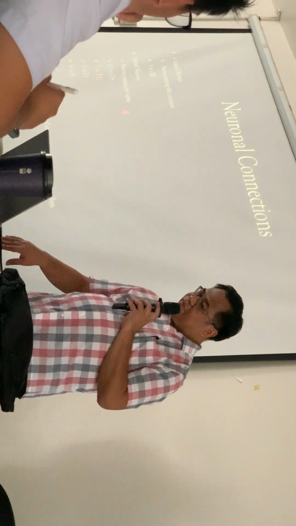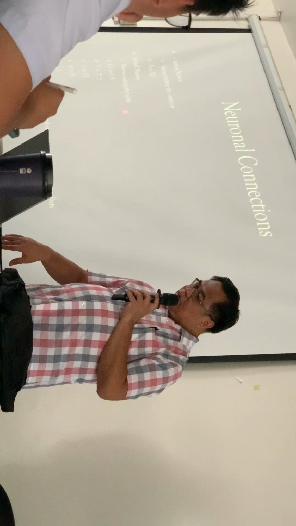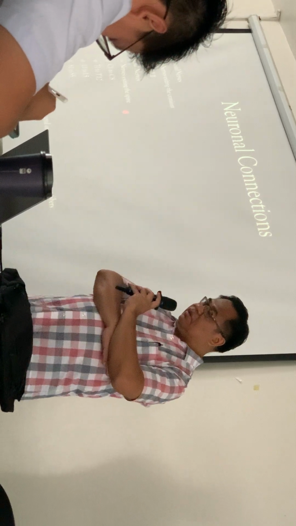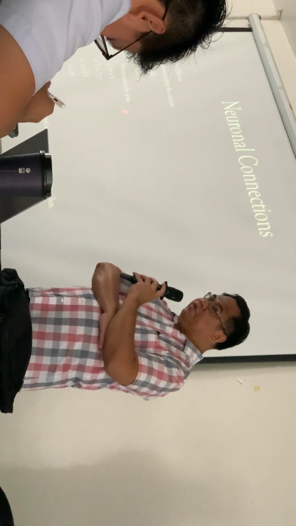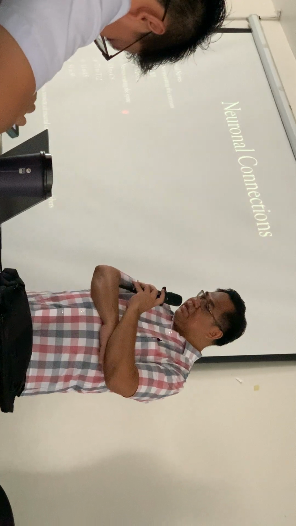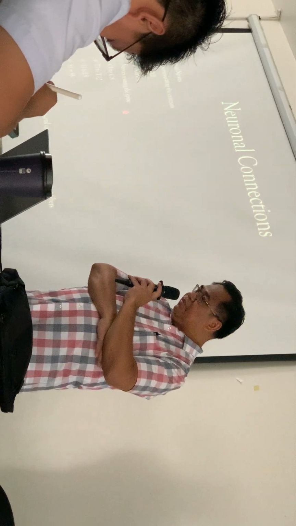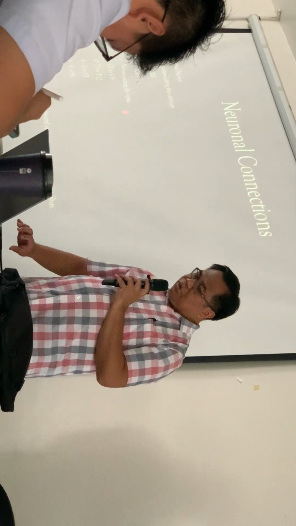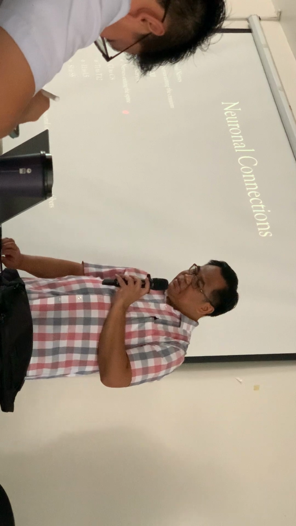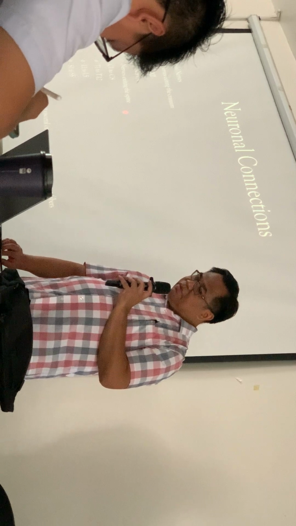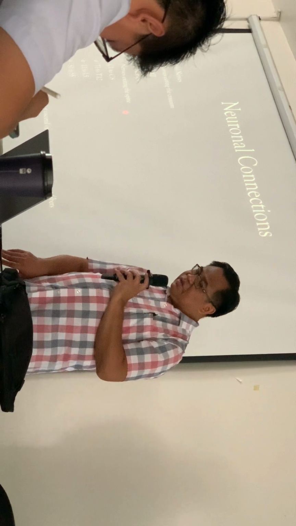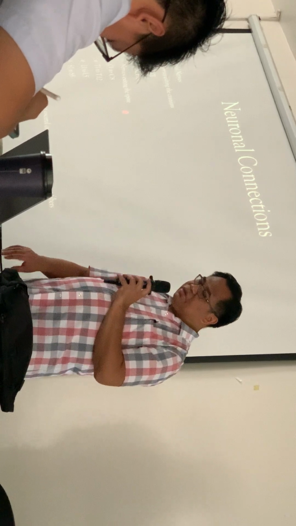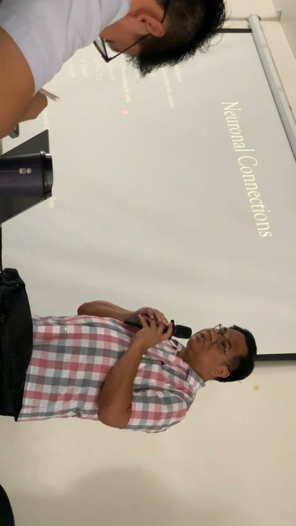So we have 31 pairs of spinal nerves. So 8 cervical, 12 thoracic, 5 lumbar, 5 sacral, and 1 coccygeal pair of spinal nerves. Most nerves convey a variety of visceral or somatic, sensory or motor fibers. So the nerves have mixed function.